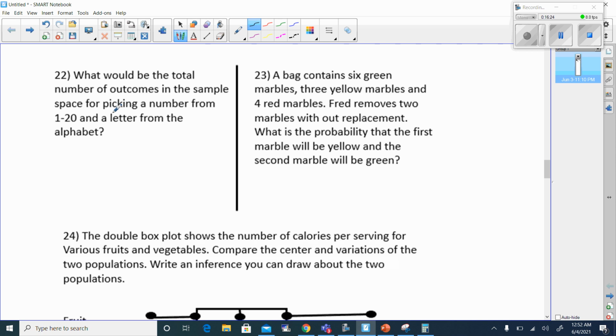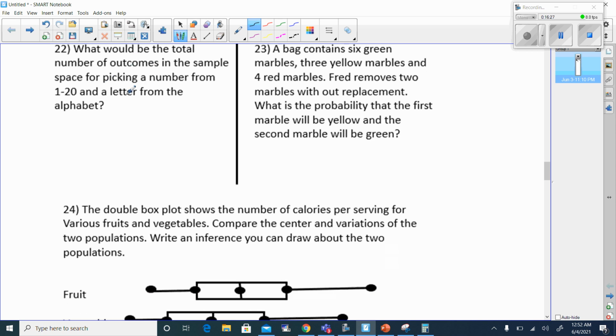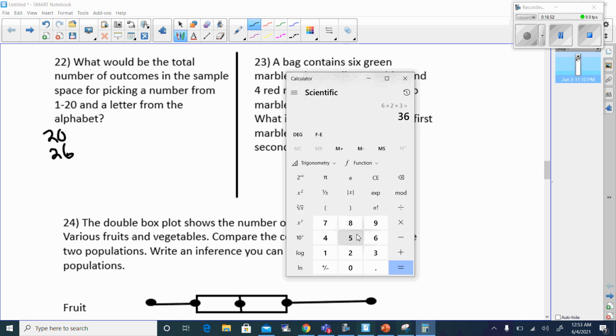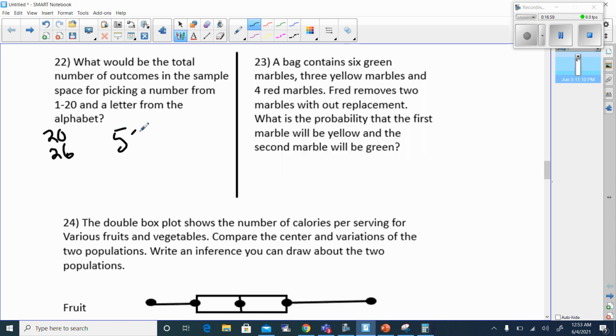Number 22, what would be the total number of outcomes in a sample space for picking a number from 1 to 20 and a letter from the alphabet? Oh, Lord. Well, a number from 1 to 20, that's 20 options. A letter from the alphabet, well, there's 26 letters. So we have to take 20 and multiply it by 26. That's going to give me 520 different possible outcomes.